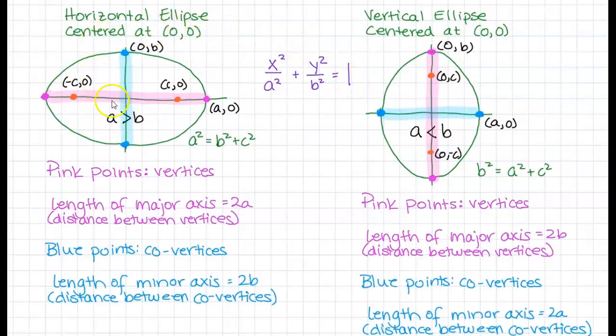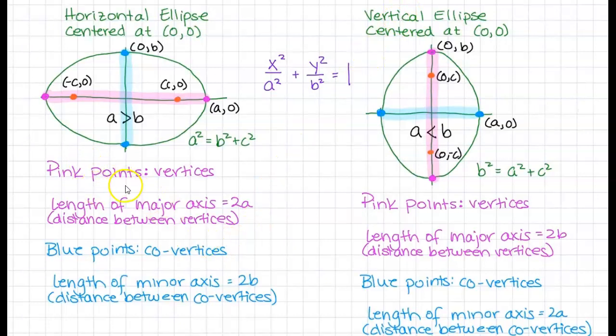So if A is bigger than B, remember A is always going to be the horizontal distance measured from the ellipse to the center, and B is always going to be the vertical distance measured from the ellipse to the center. So if A is bigger than B, it's going to be stretched more horizontally. But if A is less than B, then it's going to be stretched more vertically. It's going to be a vertical ellipse.